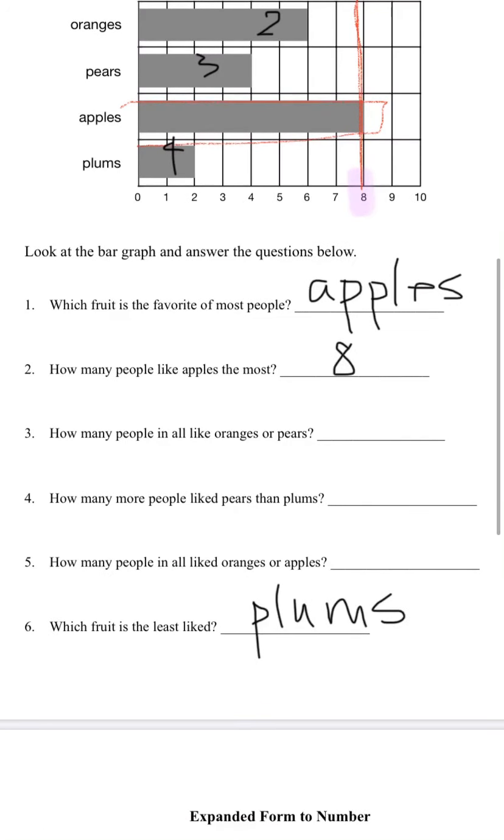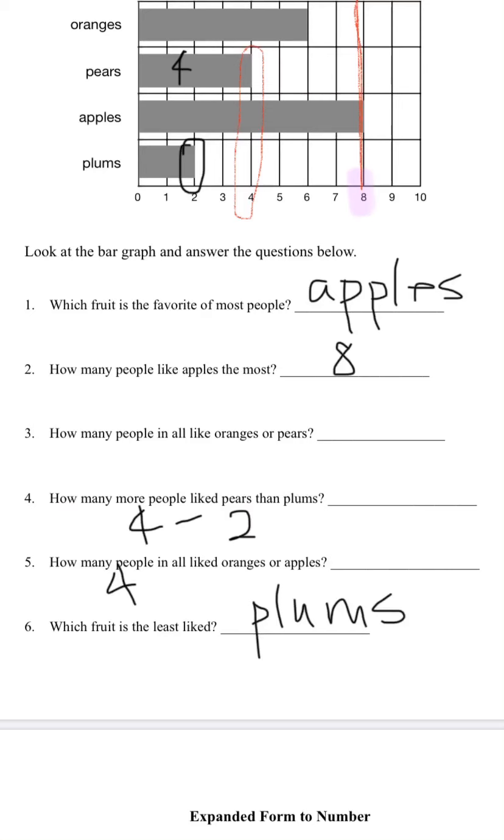Okay, let's try number 4. How many more people like pears than plums? So for that, we have to do 4, because when we look at it, here it's 4. So 4 minus, and then plums. Here, it's 2. And 4 minus 2 is 2. So 2 more people liked pears than plums.